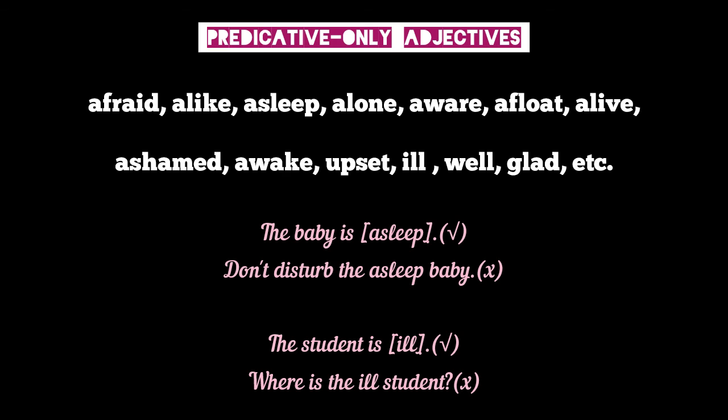Another example is the student is ill. We know that ill is also a predicative-only adjective. So in this sentence, the predicative use of ill as a subject complement is grammatically correct. However, we cannot use this adjective attributively. We can't say, where is the ill student? The use of ill before the noun student to modify it is wrong. Instead of ill, we should say, where is the sick student? So remember these adjectives well. They are used only in the predicative position.